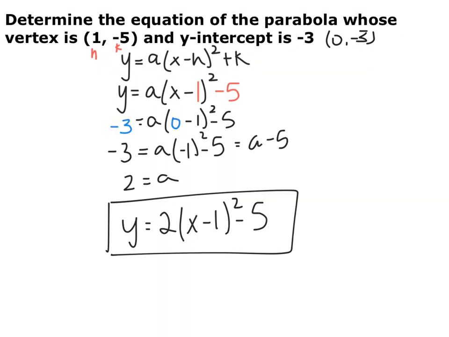I plugged in 0 for x and negative 3 for y, left a as just a, and solved it out, and you end up with a to be 2. So your equation of the parabola is y equals 2 times (x minus 1) quantity squared minus 5.